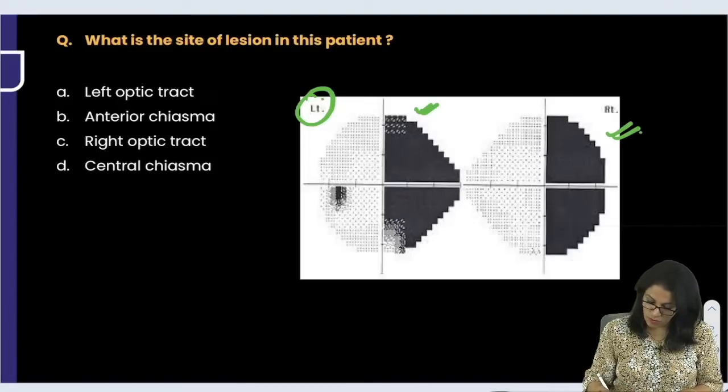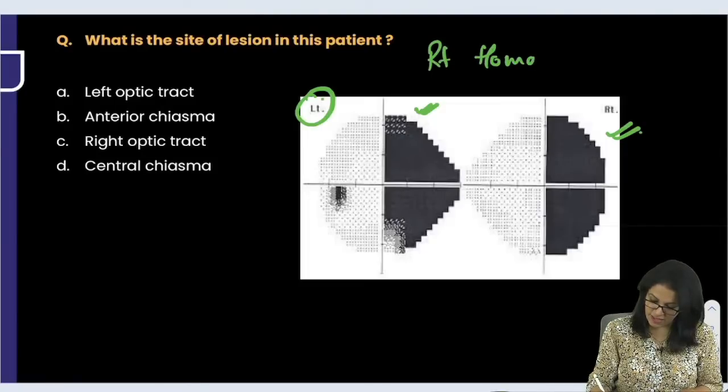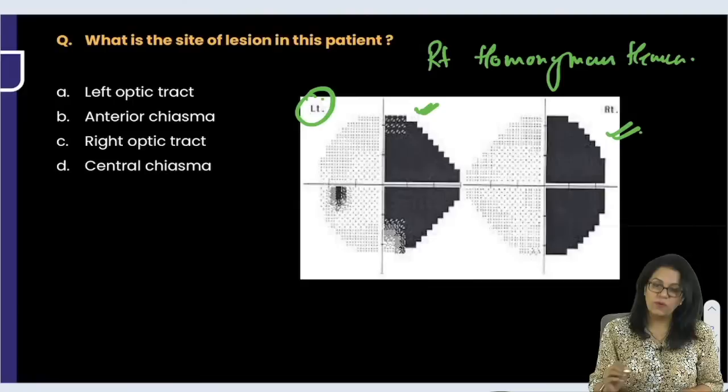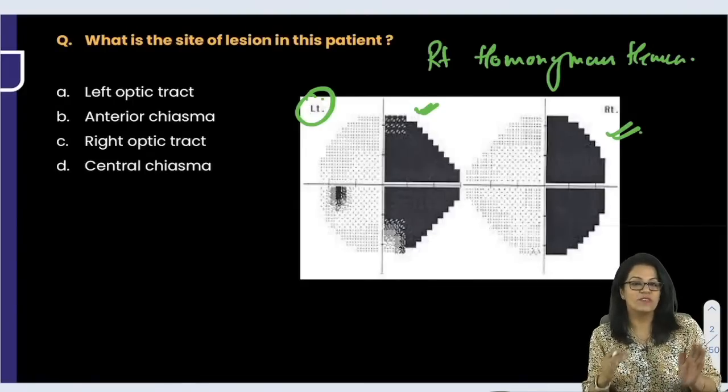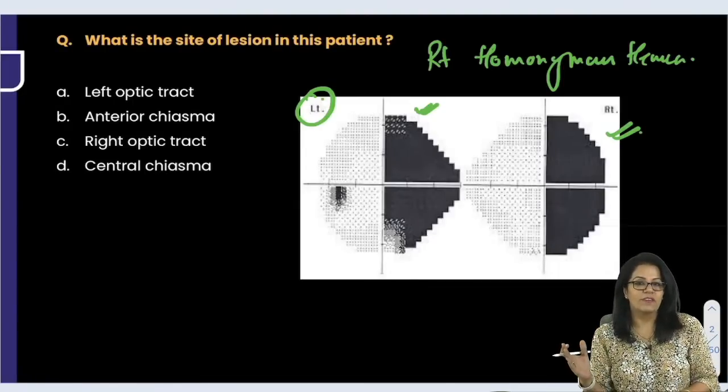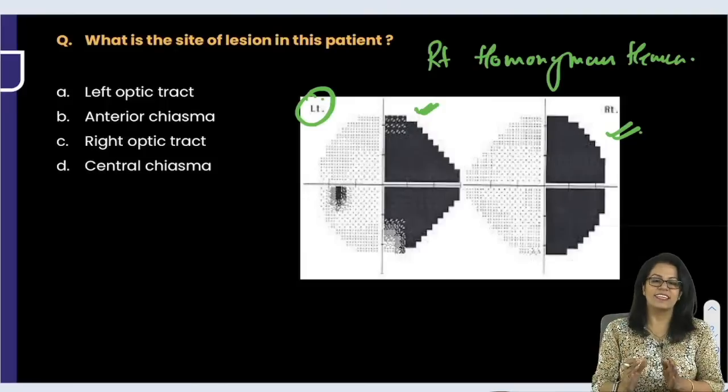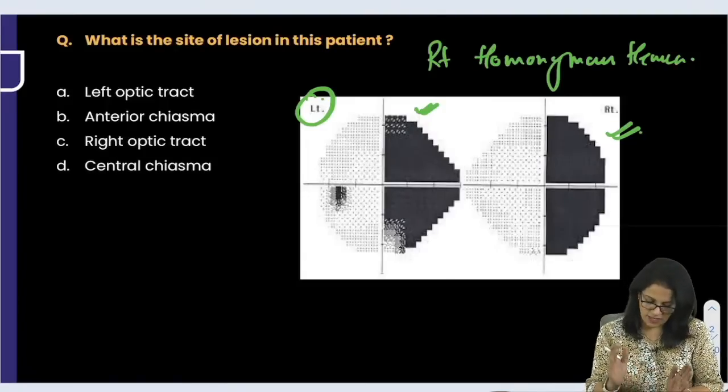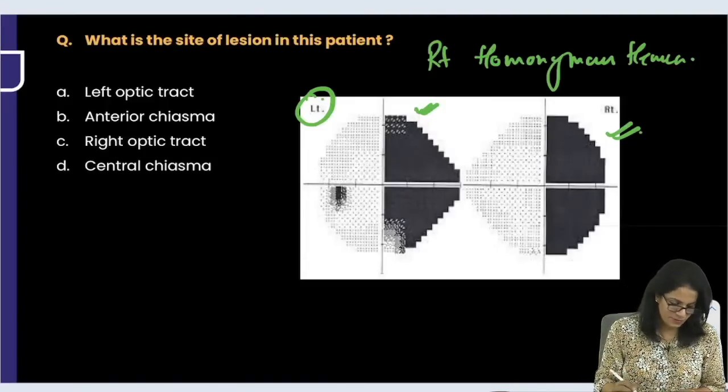Because both are on the right side, this is a right homonymous hemianopia, isn't it? So, if it is a right homonymous hemianopia, don't we know that it is always the left sided lesion which will lead to right sided field defect, and a right sided lesion will lead to left sided field defect. So, what should be our answer here?